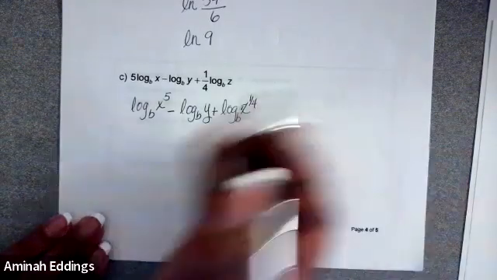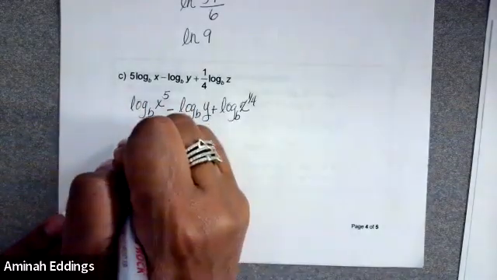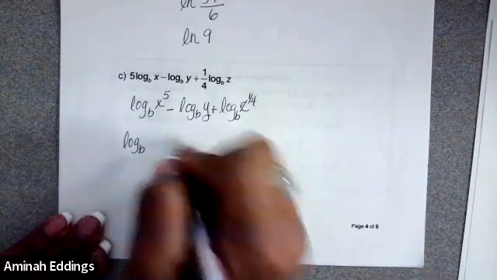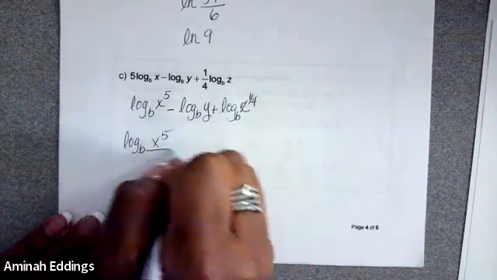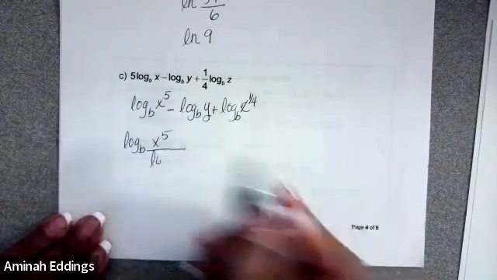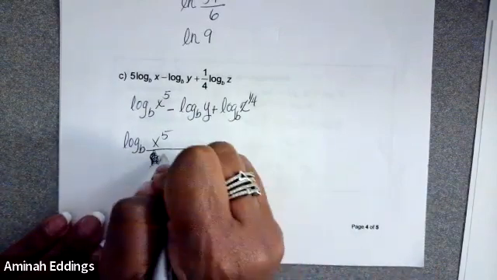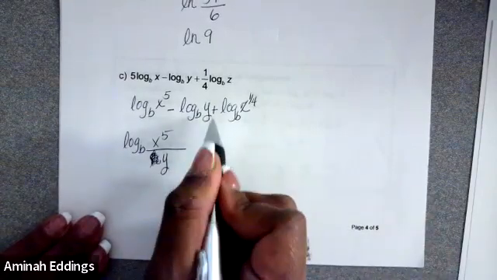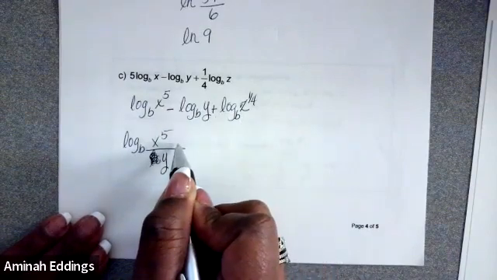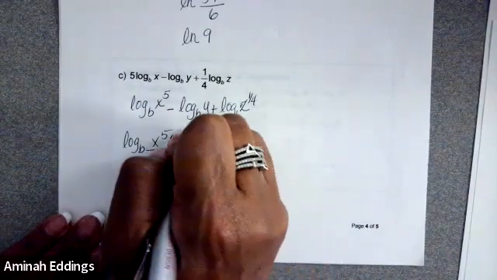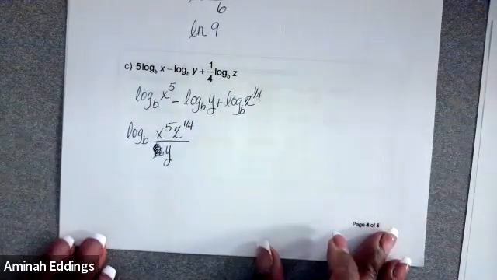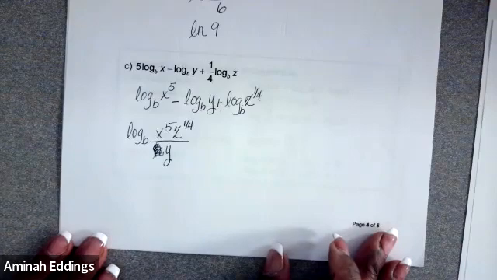division. Since I'm condensing, I'm going to put 1 log on the outside. So it's going to be log base b of x to the 5th. Since this is subtraction, that goes on the bottom, of y. And then this is addition, so that's going to go on top with this z to the 1/4 power. So far, so good.